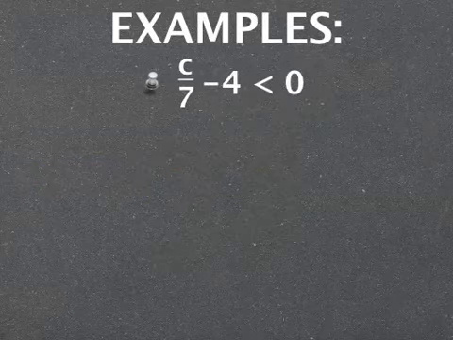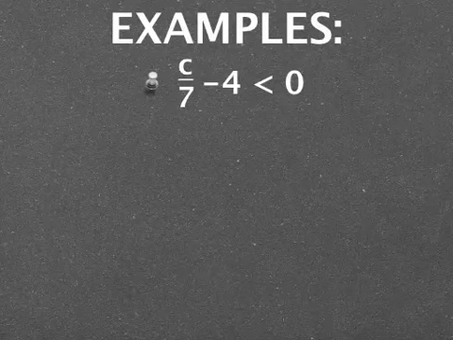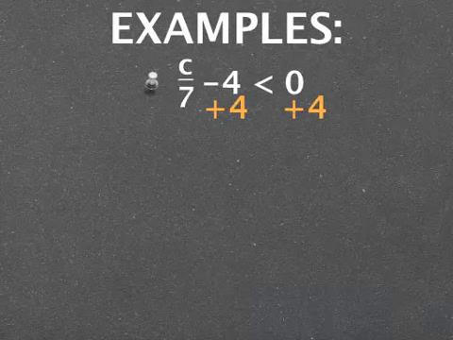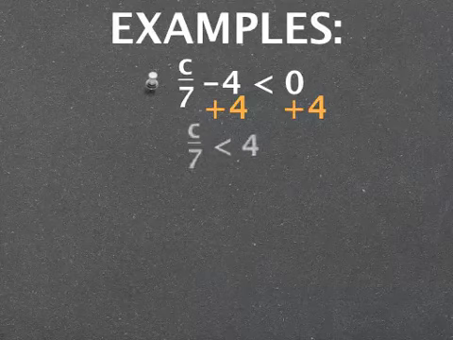The next example is c divided by 7 minus 4 is less than 0. First, I need to get rid of addition or subtraction. On the same side as my variable c, I am subtracting 4. The inverse of subtracting 4 is adding 4. Whatever I do to one side, I do to the other. So I have c divided by 7, my 4's are going to cancel out, so I have c divided by 7 is less than 0 plus 4, which is 4.